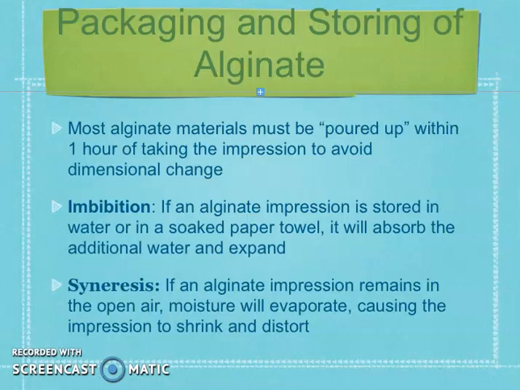Now, these are 2 words that you need to know. You need to be able to use them correctly. You need to understand them. Imbibition: if an alginate impression is stored in water or in a soaked paper towel, it will absorb the additional water and expand. So that changes its dimension, so it would not be correct for the dentist to look at. So imbibition: it takes up water. It's like a sponge. Syneresis: if it remains in the open air, then the moisture will evaporate and cause the impression to shrink.